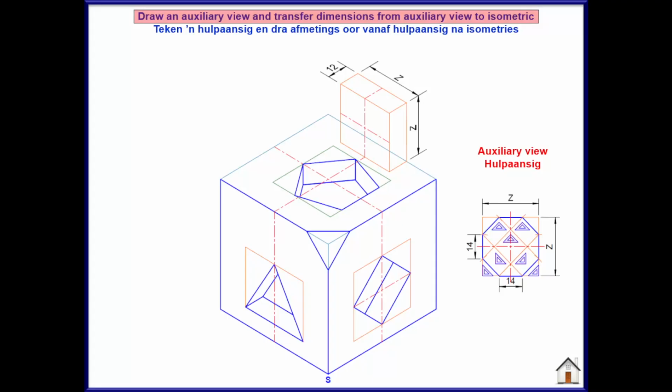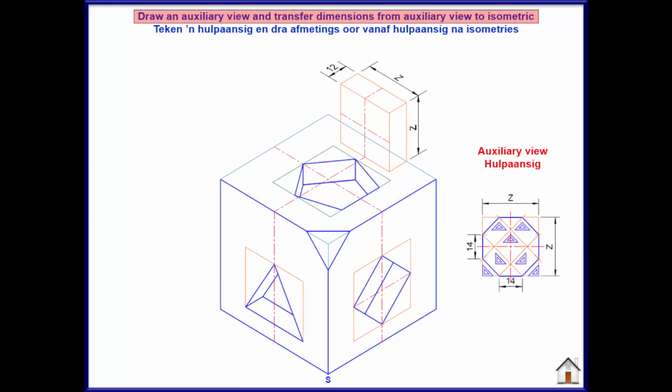Once again, draw an auxiliary view and transfer the dimensions from the auxiliary view to the isometric. So in order for us to draw our auxiliary view, we need to use our 45-degree set square. A side length of 14 millimeters was given. Use your 45-degree set square and construct your octagon with side lengths of 14 millimeters. Draw a construction rectangle around the octagon and transfer your construction rectangle by using the distances of Z for the height and the length to the isometric view.